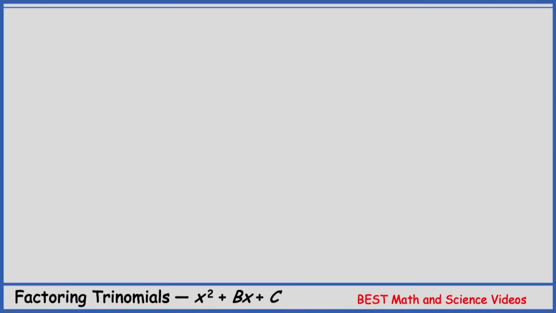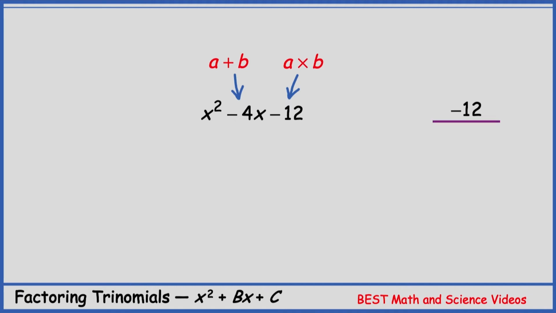Here's another example. What are the factors of x squared minus 4x minus 12? Notice that both signs in this trinomial are negative, but it's solved the same way. The sum of two numbers a and b must be negative 4, and the product of the numbers must be negative 12. Make a list of integers you can multiply to get negative 12. To get 12, you can multiply 1 and 12, 2 and 6, 3 and 4. And since the product must be negative 12, one of the integers must be negative.